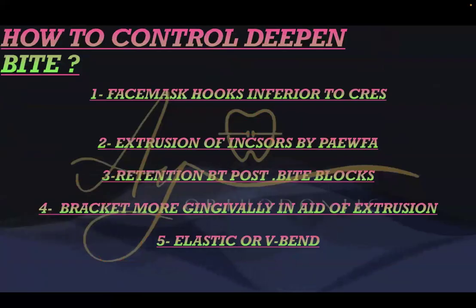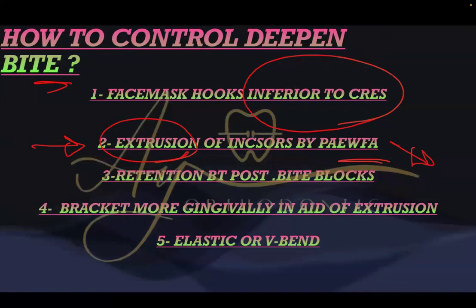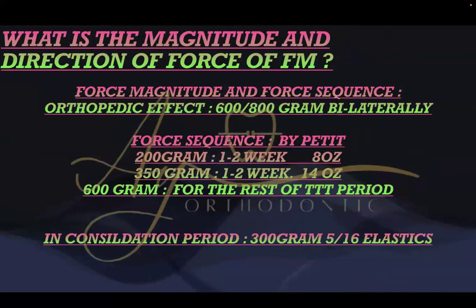How to control deepening bite? Okay, the face mask force should be inferior to the center of resistance, and in a few moments I'm going to show you how. Also I need extrusion of the upper incisor if I'm going for a second phase fixed appliance. Retention by posterior bite block, since I need to deepen the bite more, so I need a posterior bite block to maintain the overbite correction. If I'm going for phase 2, I need to bond the brackets more gingivally, okay? Or I may use box elastics, okay?